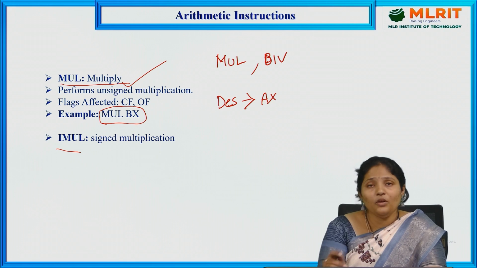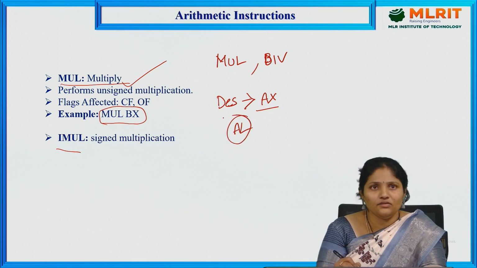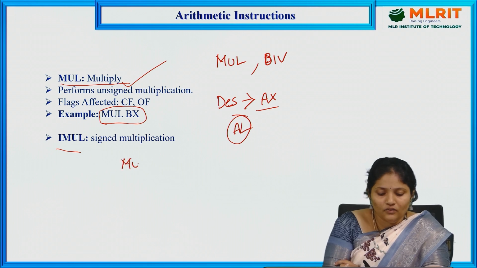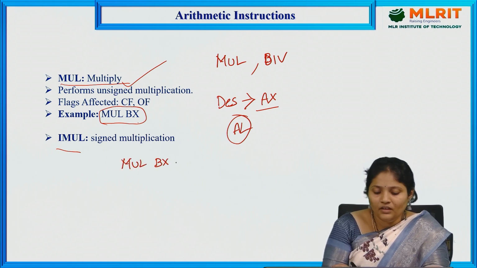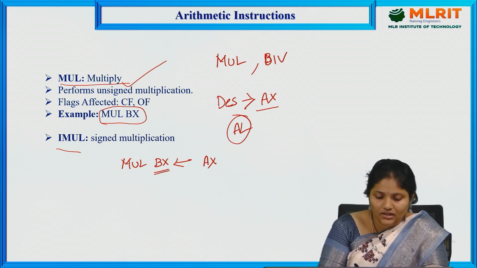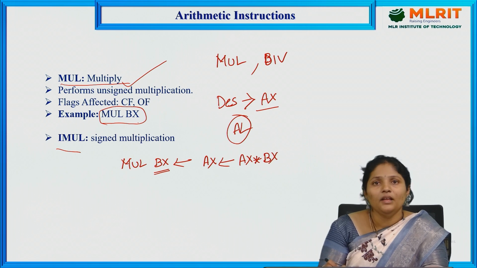If we are performing 16-bit operations, then the destination register will be the AX register. If we are performing 8-bit operations, then the destination will always be the AL register. So in this instruction, after performing the multiplication, the output will be stored in the AX register, because here we are performing 16-bit operations, and the contents of the AX register will be multiplied with the contents of the BX register.